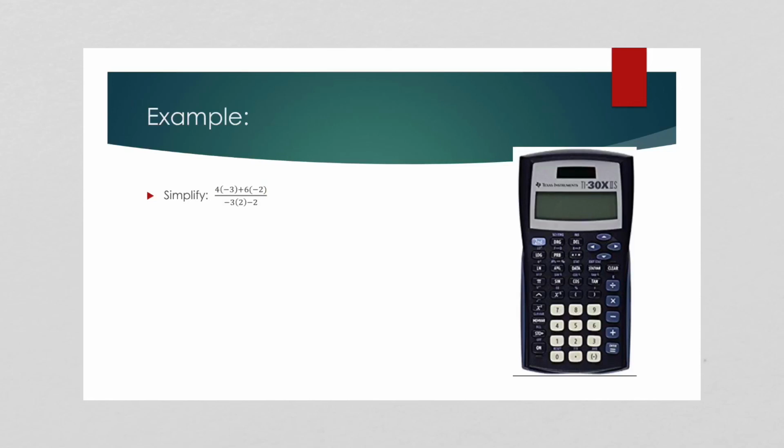Okay, so here's what I would do first if I were doing this by hand. I would go ahead and multiply 4 times negative 3, and I would go ahead and multiply 6 times negative 2. So I would be left with negative 12 plus negative 12, and again, just to make it look cleaner, I would put those parentheses around that second negative 12. In the denominator, I'm going to go ahead and multiply those guys, negative 6 minus 2. And now I'm going to simplify the numerator. I get negative 24. Negative 6 minus 2 is negative 8. And now I simplify that fraction. Negative 24 divided by negative 8 is positive 3.